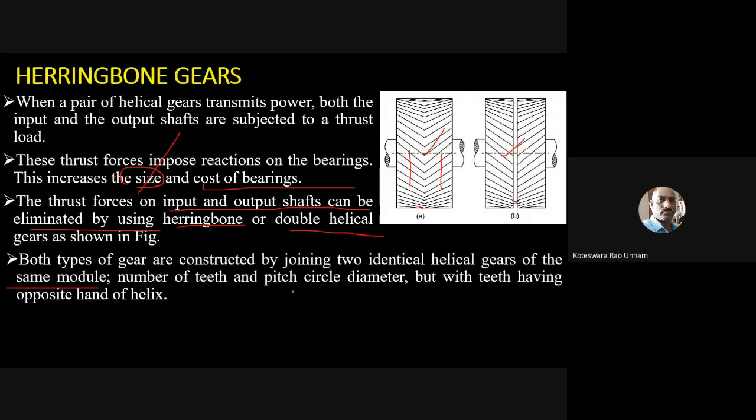Number of teeth and pitch circle diameter. For both the gears, the module should be the same, the number of teeth should be the same, and also the pitch circle diameter should be the same. You can see that the diameter is the same for both the gears. Here also you can see both diameters are the same. Obviously, if module is the same, pitch circle diameter is the same, the number of teeth also would be the same, but with the teeth having opposite ends of helix.